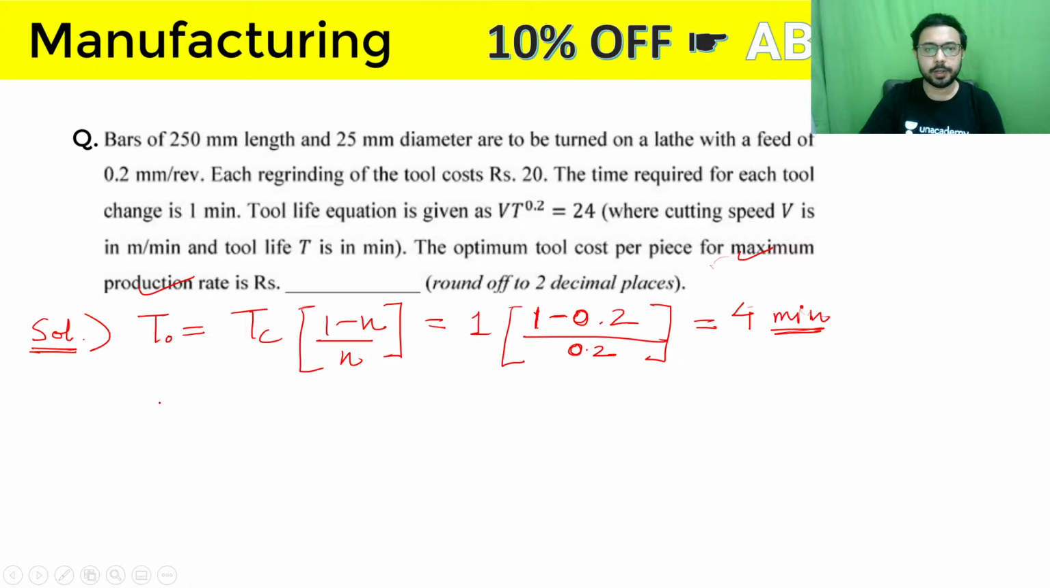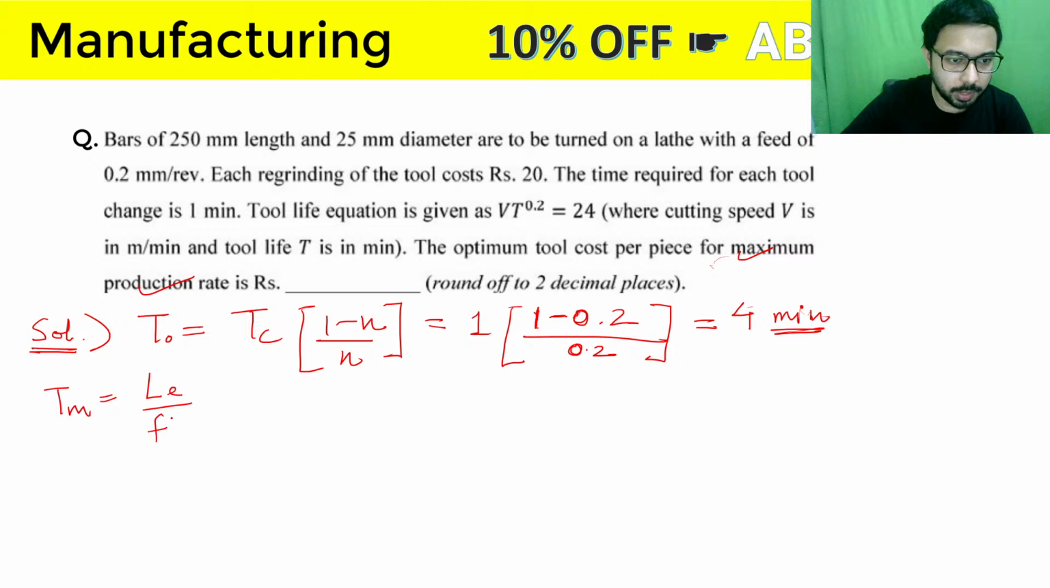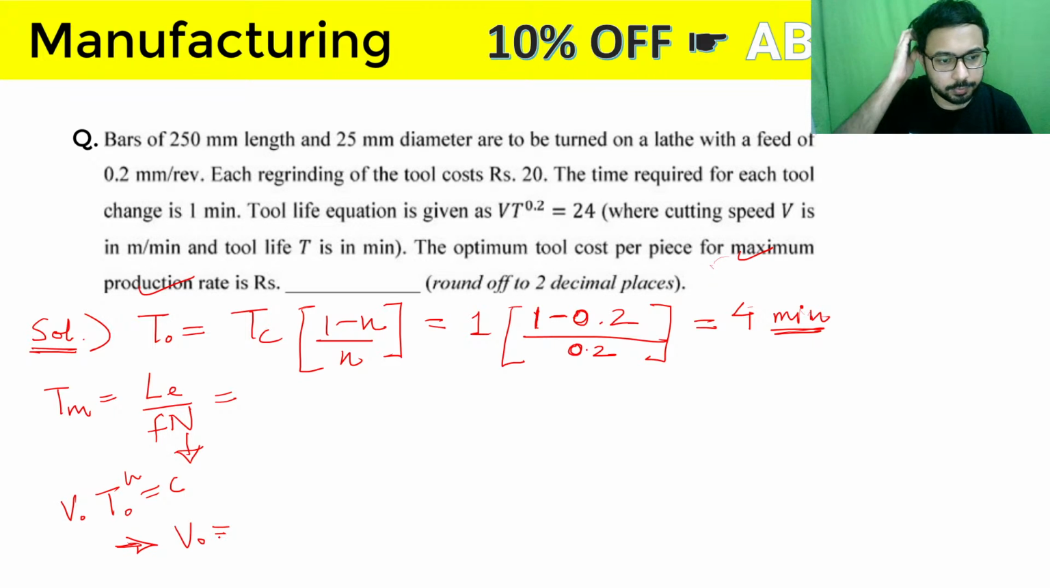And the optimum tool cost, what will it be? For this we need to first find out how much tool is required for machining per piece of an object. The machining time of a piece is given by effective length divided by F N. So effective length here will be 250, and we have to calculate N, that is the optimum velocity we will be using for maximum productivity. To calculate N, we need to calculate V naught, and V naught is calculated by this equation.